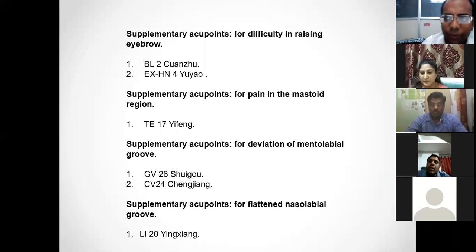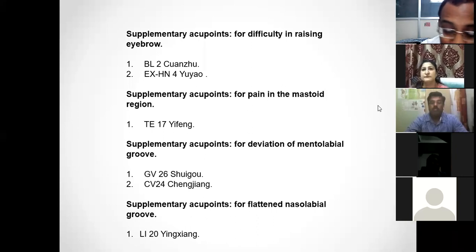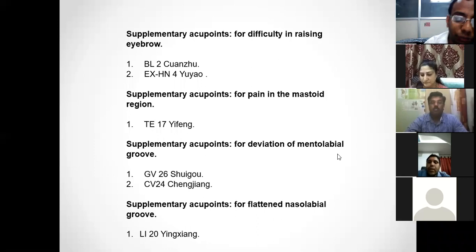Okay, so supplementary acupuncture point for difficulty in raising the eyebrow. Whenever you cannot raise the eyebrow in facial palsy, the important points are BL2 and extra point 4. Supplementary acupuncture for the mastoid region: whenever you need a supplementary point in the mastoid region, you should go for TB17. Supplementary acupuncture points for deviation of the mentolabial groove are GV26 and CV24.